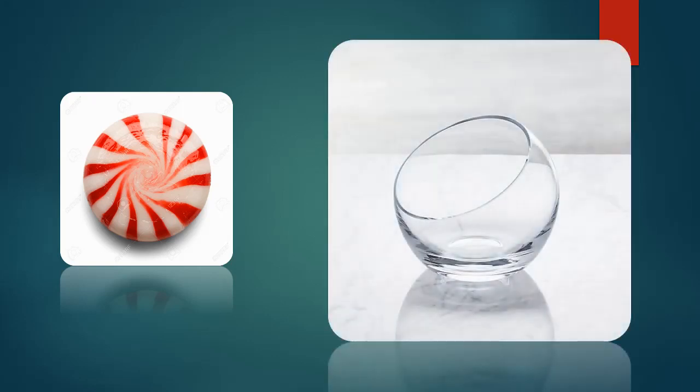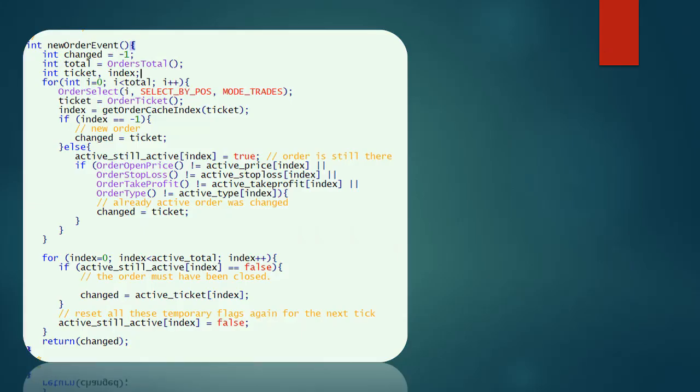Here we use a board. That is a return variable, so we can use this variable in our code. So let's check how it works. This is my second version of the function to detect the new order event.